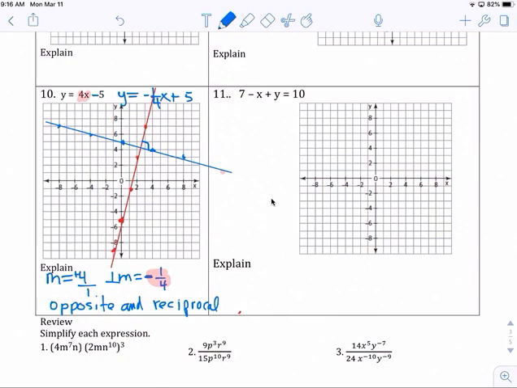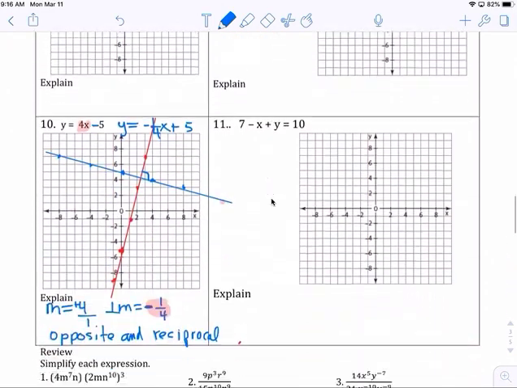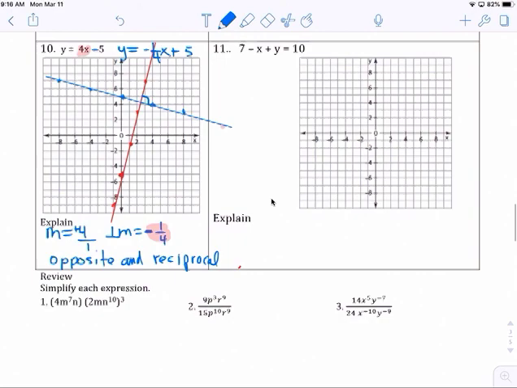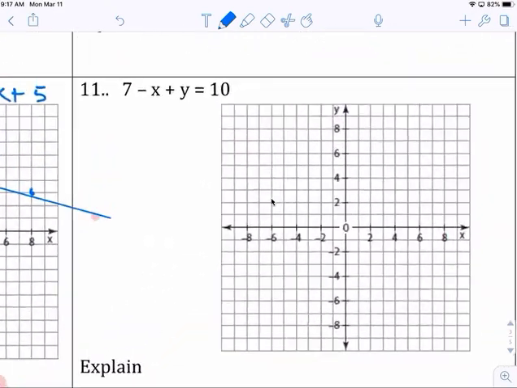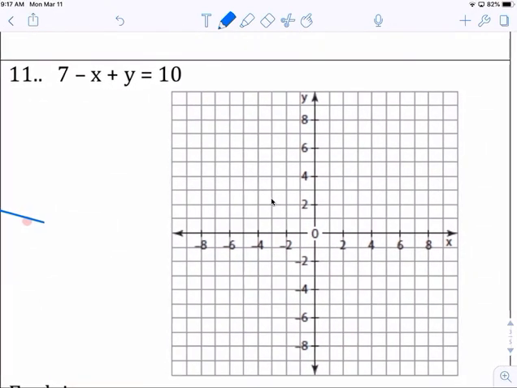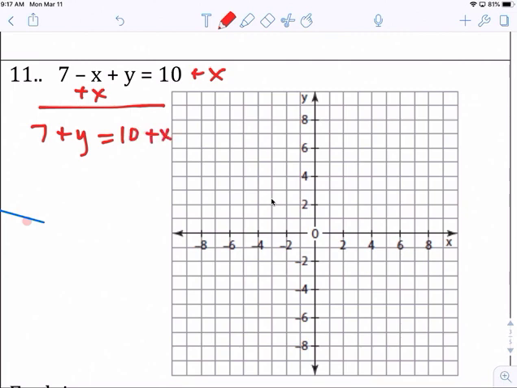Okay, now number 11, just like your other one here. Number 11. Okay. You add x. So you get 7 plus y equals 10 plus x minus 7. Oops, minus 7 under the 10. And you get y equals 3 plus x.